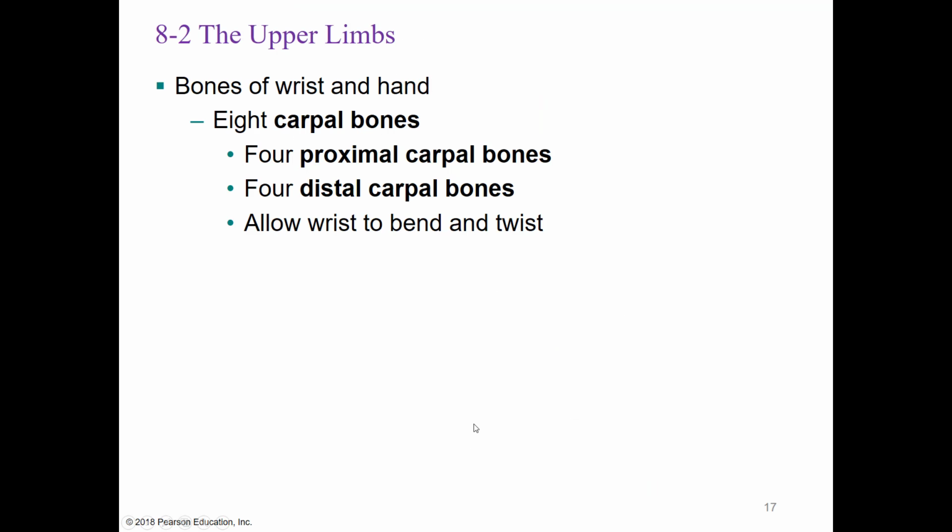And that moves us into the wrist and hand. So the wrist is also known as the carpals. There are 8 carpal bones, 4 proximal carpal bones and 4 distal carpal bones. These will allow a wrist to bend and twist.